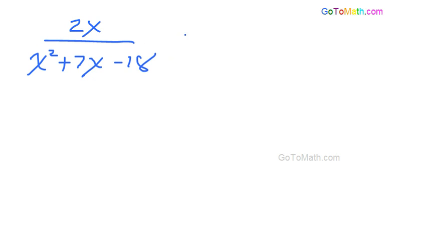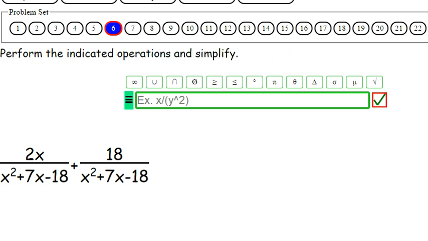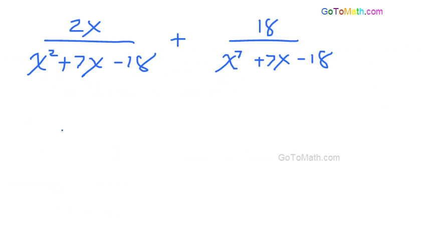Alright, so we're going to rewrite all this stuff out just because that's what we do. Minus 18, plus 18 over x squared plus 7x minus 18. Just making sure we have a common denominator. So guess what? We just write the denominator once, and then we just add the numerators.